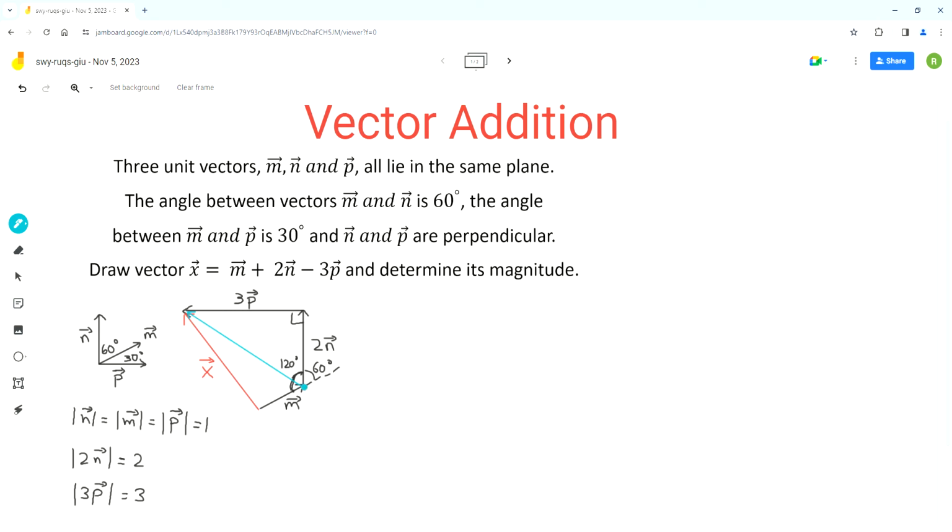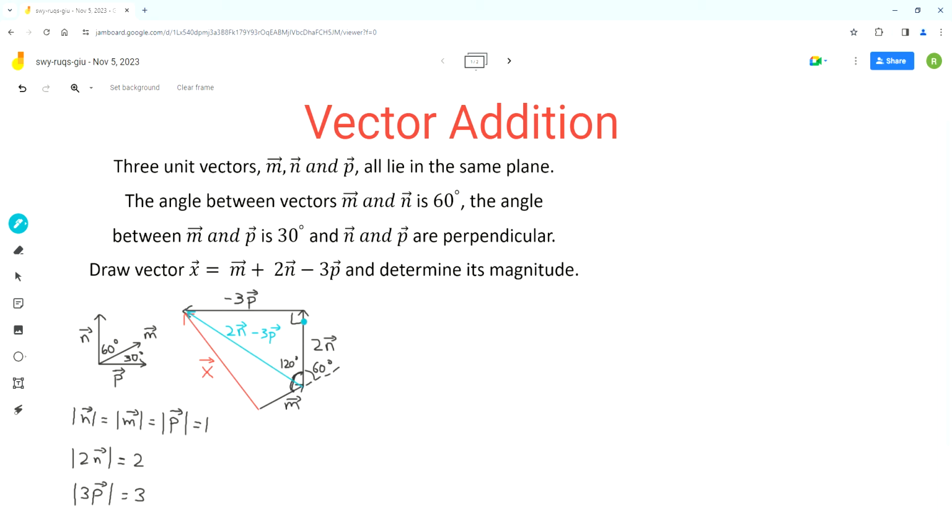So this side here represents vector 2n minus 3p. And yeah, sorry, I should put that negative sign here, right? So this is minus 3p. This side represents 2n minus 3p. So first we should find the magnitude of this side.